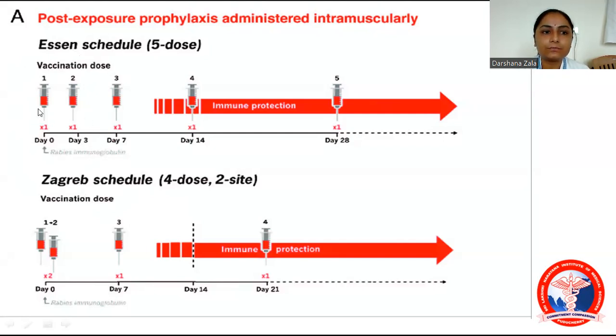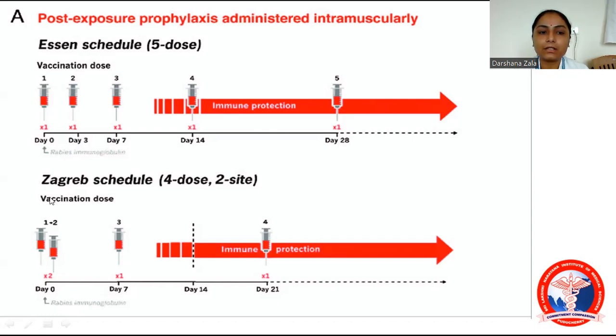In the SN regimen we give the vaccine on day 0, that is the day of the injury, then the third day, 7th day, 14th day, and 28th day. So the schedule is 0, 3, 7, 14, and 28 days. Intramuscularly, we give 0.5 or 1 ml of vaccine in the deltoid, and in a pediatric patient, we give it in the anterolateral aspect of the thigh. So basically it is a 5-dose, 5 vial and 5 visit schedule. So that is the SN regimen.